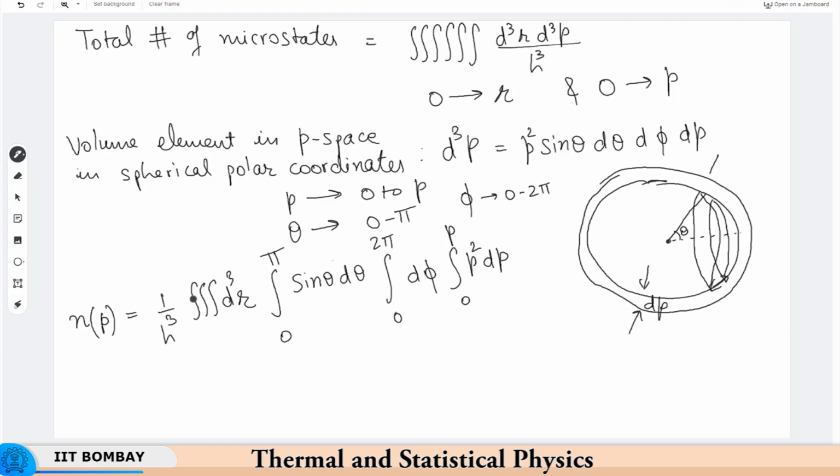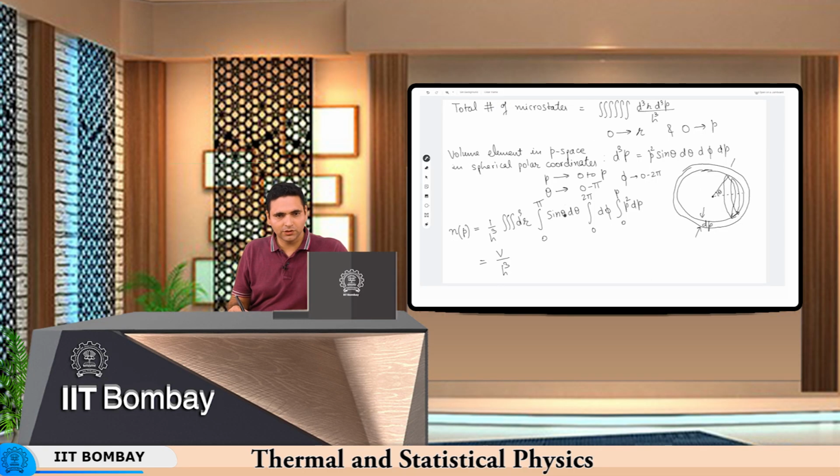So, like I said, the triple integral in the position in real space is basically the volume of the system, capital V, divided by h cubed. The integral of sin theta is minus cosine theta, and between 0 to pi this will become cos 0 minus cos pi, right, times d phi, which gives 2 pi, times p square dp going from 0 to p.